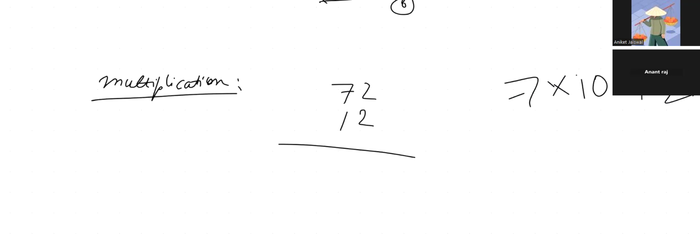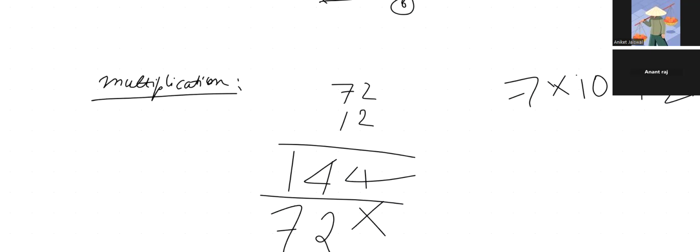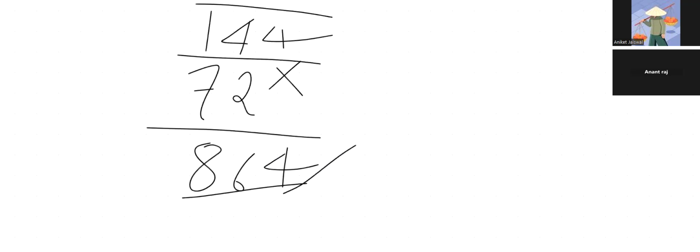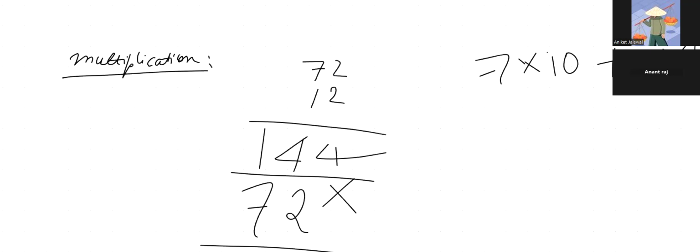Now, which we do always intuitively. The cross method. We multiply 2 into 2 will give 4. 7 into 2, which will give 14. Then we multiply 2 into 1, that's 2, and 7 into 1, that is 7. And then we add this, this, this. That's 864, right? Now, 72 into 12. Let's see the working.